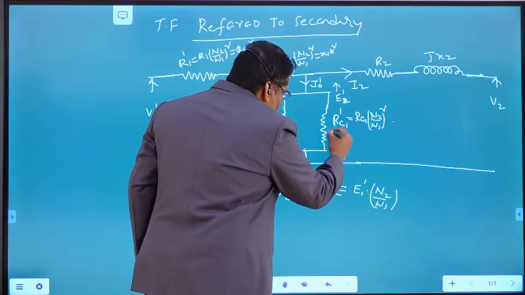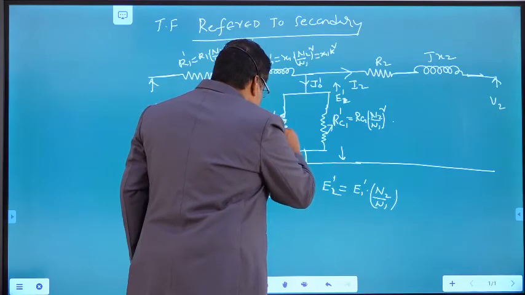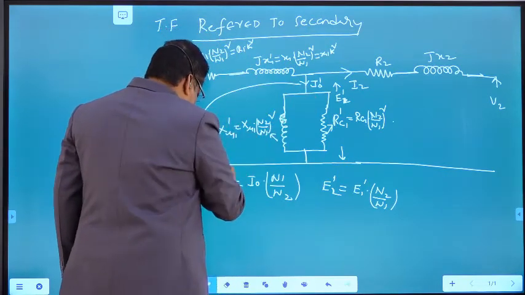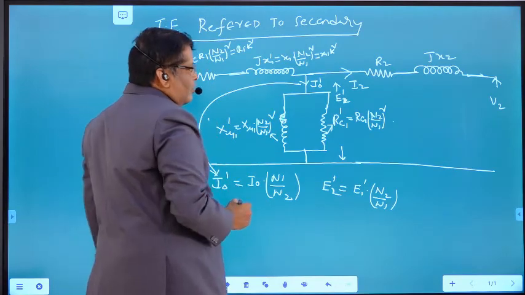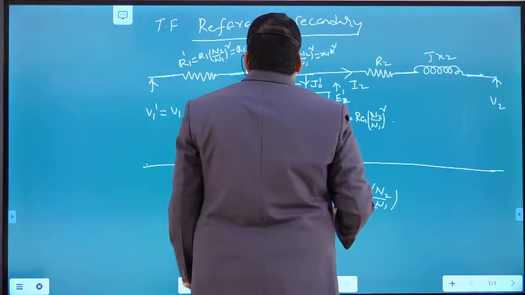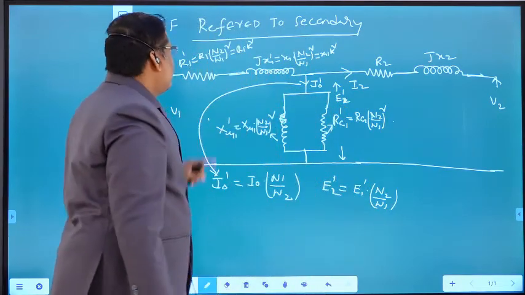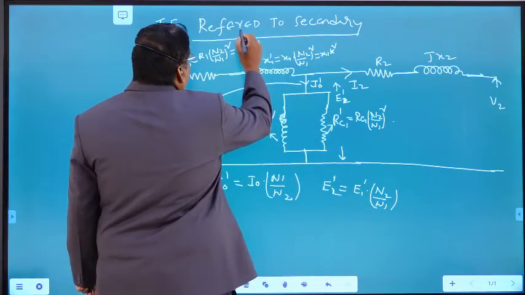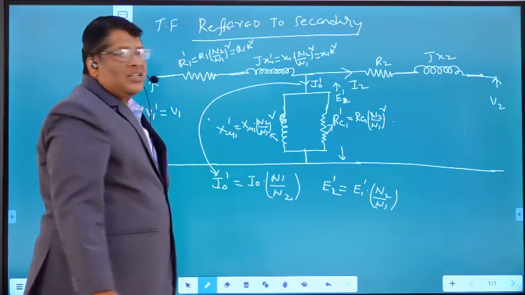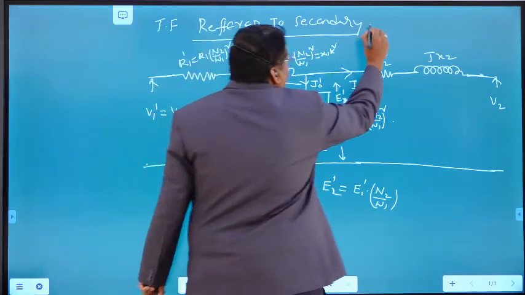This is RC, this is X, and I naught you can calculate here. This is I naught. See here, this is the V2. This is the equivalent circuit of a transformer referred to the secondary winding.